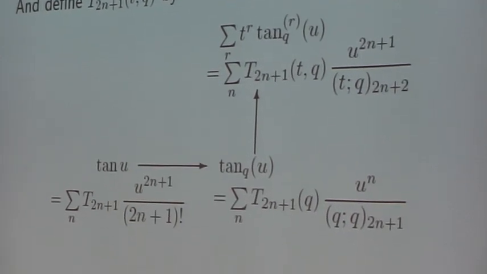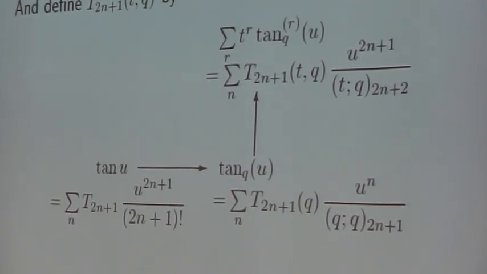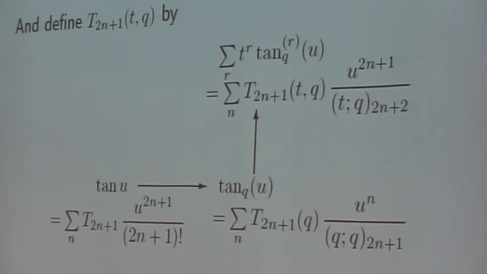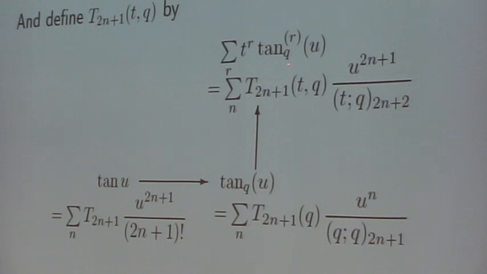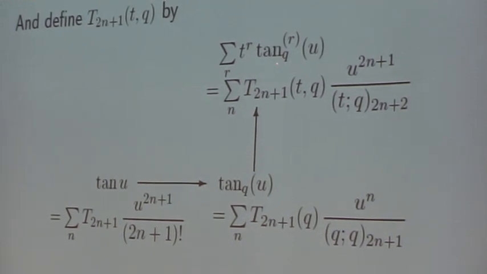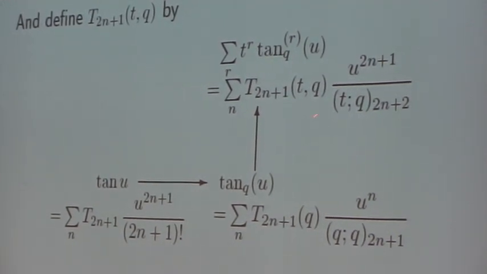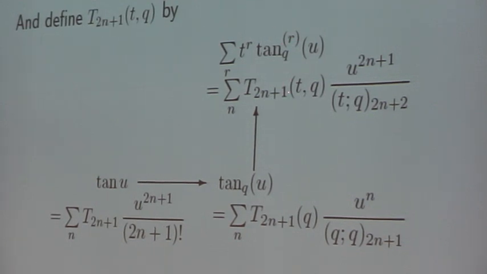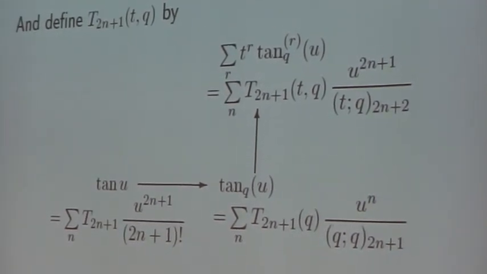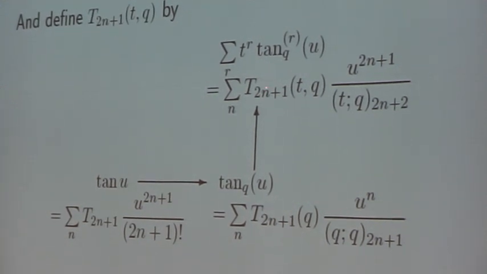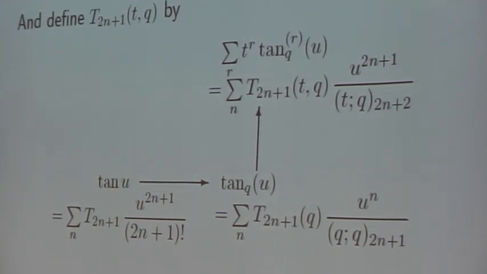So this is the same diagram for tangent. Here we have the classical q-tangent, and here we have the tangent with parameter r defined before. And when we expand this in q-series with this normalization, then we have to study those coefficients.